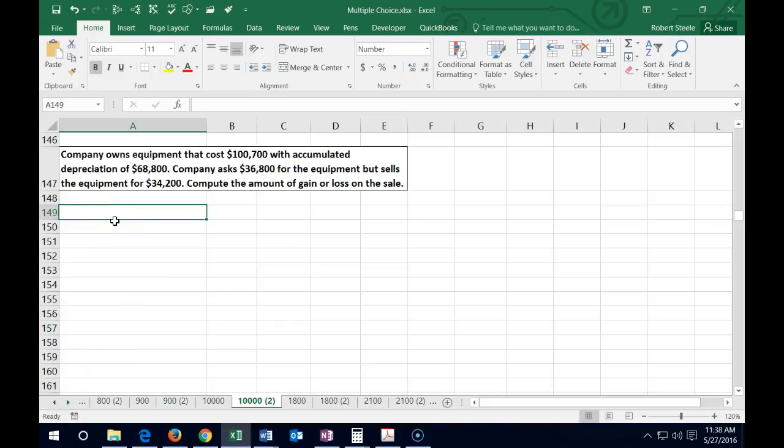Next one says that a company owns equipment that costs $100,700 with accumulated depreciation of $68,800. The company asks $36,800 for the equipment, but sells the equipment for $34,200. Compute the amount of gain or loss on sale.